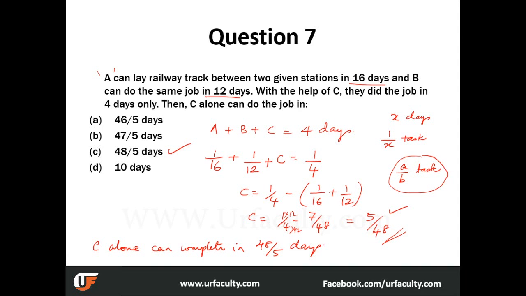So this is the task. This is the amount of work completed. And how many days will that take? B by A, right? Because if this much work can be completed in one day, B by A is the amount of time taken to complete the task. Okay. So that's what we have done. We got 5/48 is the amount of work that can be done by C in one day. So C alone can complete the task in 48/5 days.